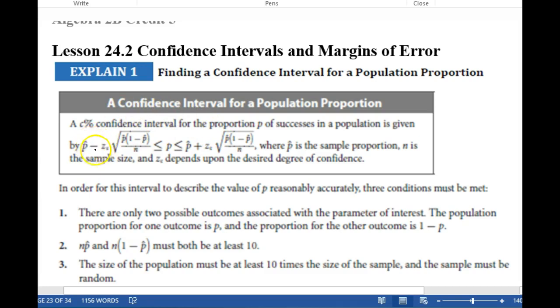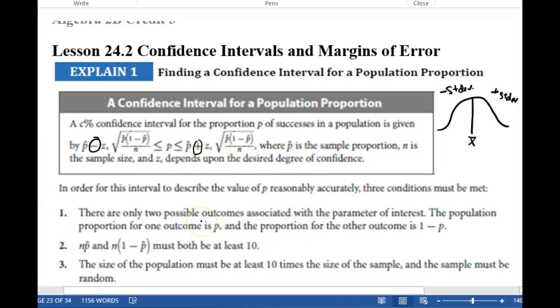So here, just like we've been doing on our mound, where our mean is somewhere in the middle, here we subtract our standard deviation. Here we add our standard deviation. And you see they do the same thing. They subtract and they add. All right. Where that P with a little hat on it is the sample proportion, where N is the sample size, and that Z-score depends on the degree of confidence.